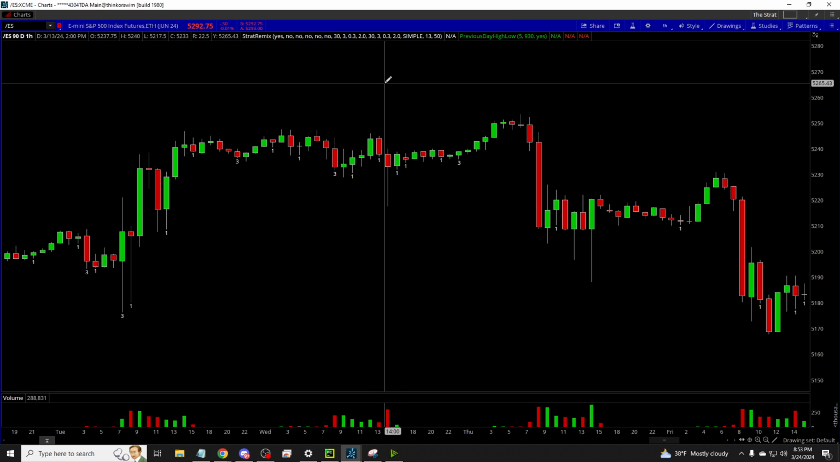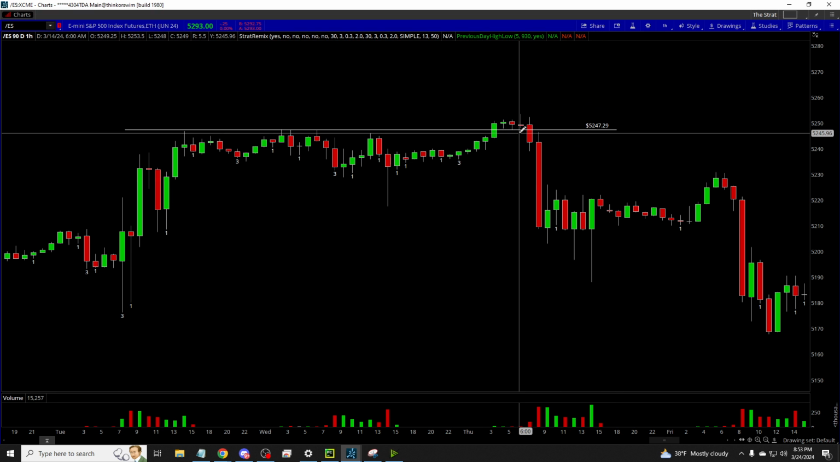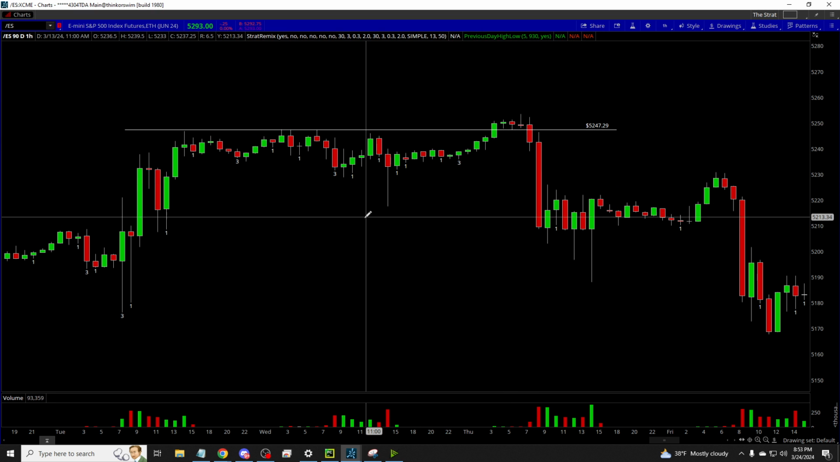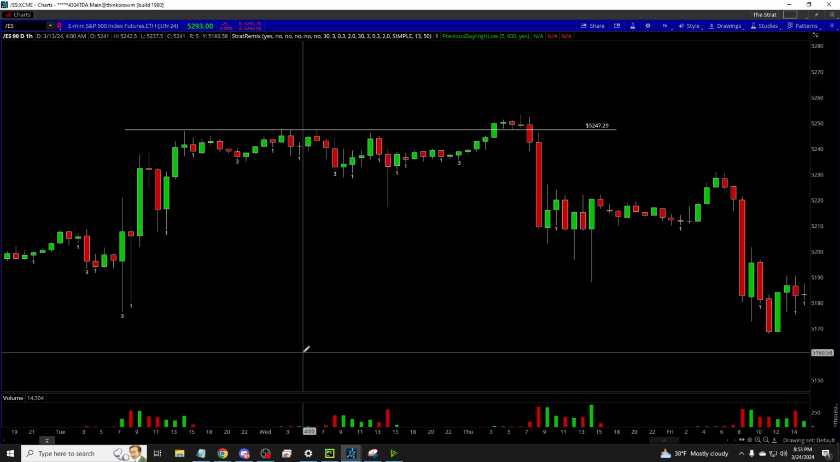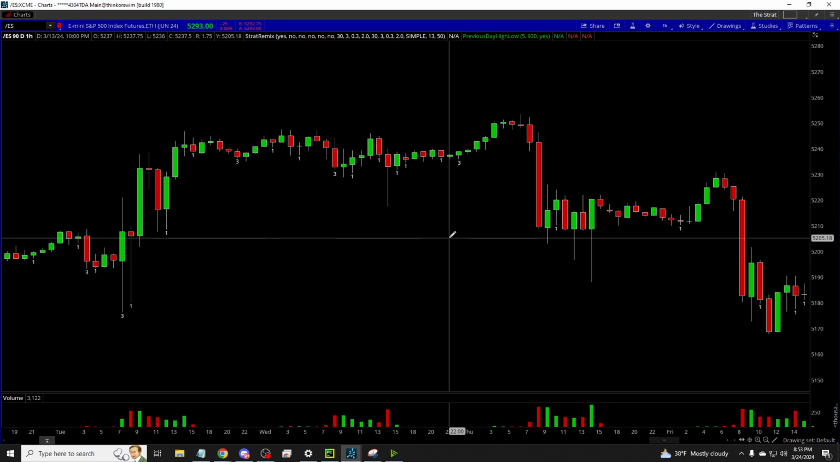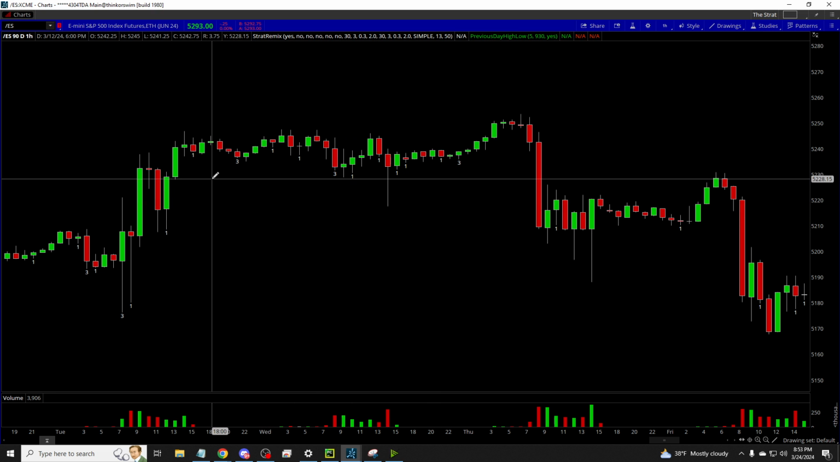If you're good at it, good for you. ICT and strat differ here. We will call this a level of reclaim, because instead of using all these fancy words, that's just a level of reclaim. Reclaim the level, and you're going back to the other side of the range. That's the whole concept. It's the same thing as a broadening formation. It's just not accounting for time.